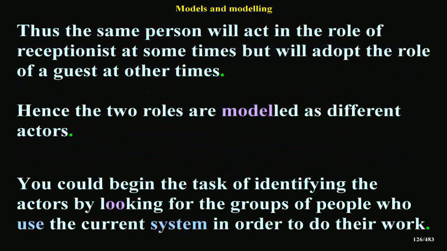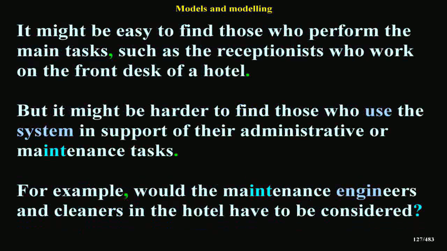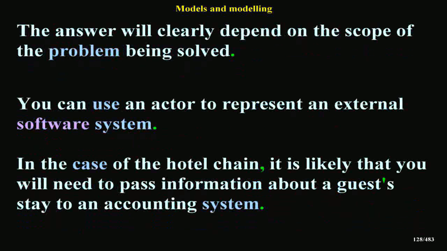You could begin the task of identifying the actors by looking for the groups of people who use the current system in order to do their work. It might be easy to find those who perform the main tasks, such as the receptionists who work on the front desk of a hotel. But it might be harder to find those who use the system in support of their administrative or maintenance tasks. For example, would the maintenance engineers and cleaners in the hotel have to be considered? The answer will clearly depend on the scope of the problem being solved.